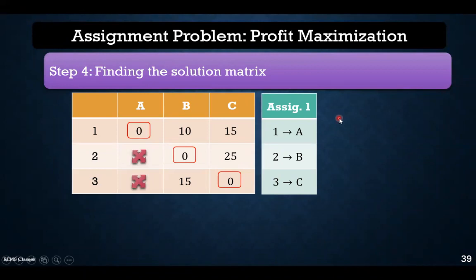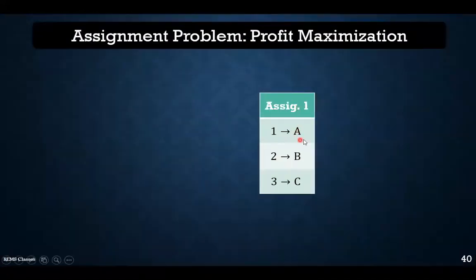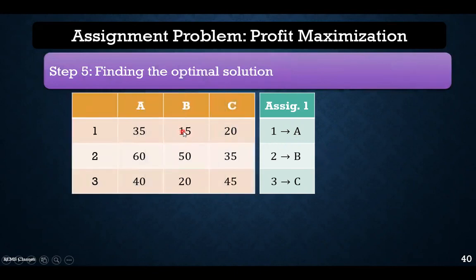In the same way as we solve the minimization type of problem, we have done the assignment. The assignment is 1A, 2B, and 3C. Now we will find the maximum profit.